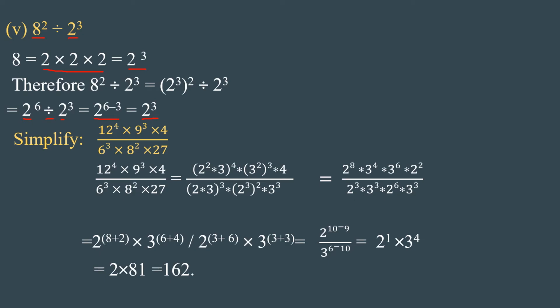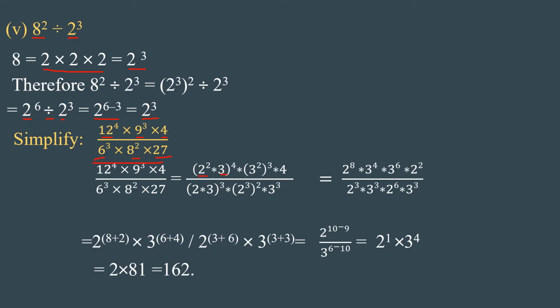And the second one is to simplify the given problem. If we observe here, 12, 9, 4, 6, 8, 27 are not primes. First step, we have to convert those numbers into primes. 12 can be written as 4 into 3, right? And 4 can be written as 2 power 2. That is, 2 is a prime and 3 is a prime.